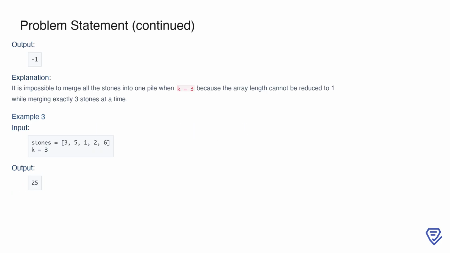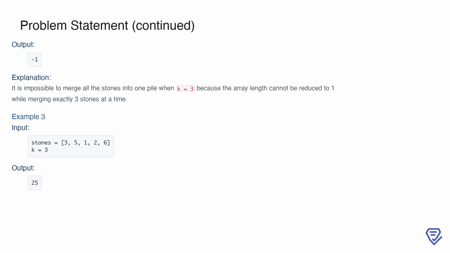To illustrate why merging with k equals 3 might not always be possible, let's consider the same input stones equals 3, 2, 4, 1, and k equals 3. Here, we need to merge exactly 3 consecutive piles in each move. However, the array starts with just 4 piles, and after merging 3 of them, we would be left with 2 piles. At this point, it becomes impossible to merge further while adhering to the condition of merging exactly 3 piles. This is why the output in this case is -1.